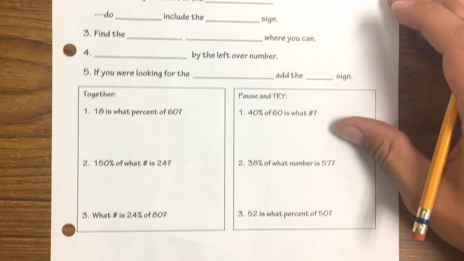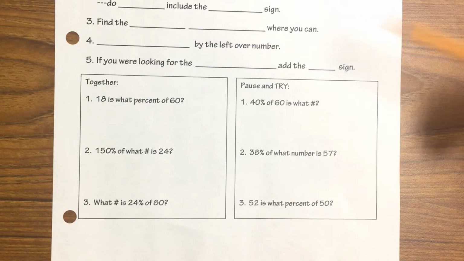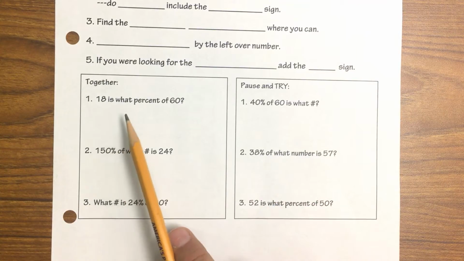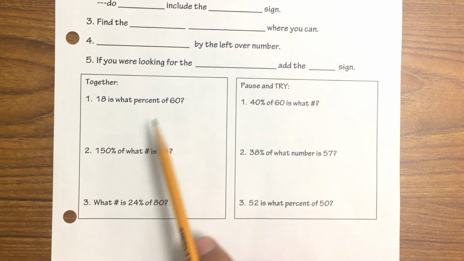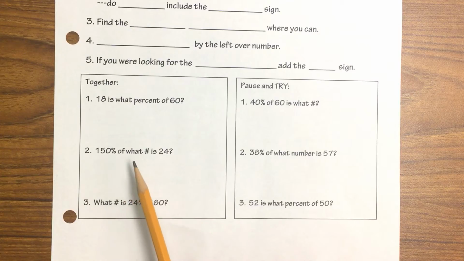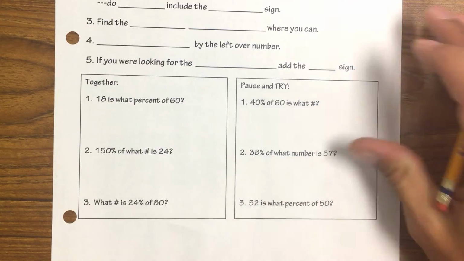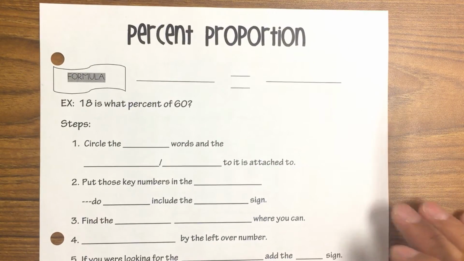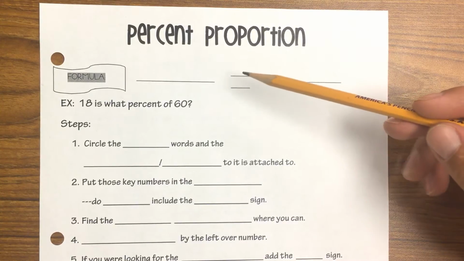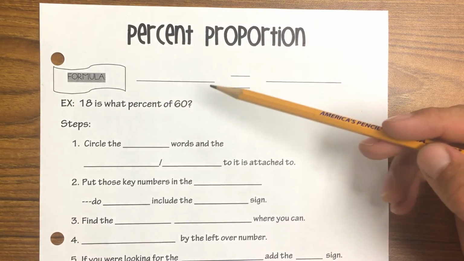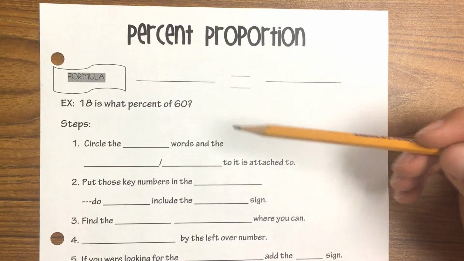So the questions, you'll see them down here in the together section, are things like 18 is what percent of 60, or 150% of what number is 24, or something like what number is 24% of 80. And again, the only difficult part about this is setting it up correctly, but we have a nice formula that should make this pretty easy for you.